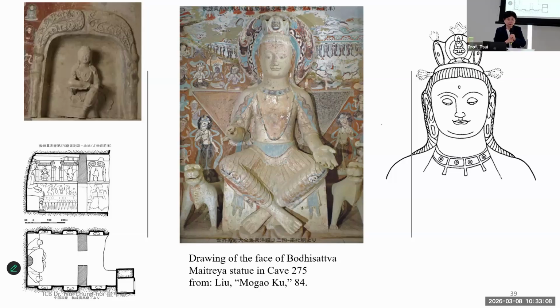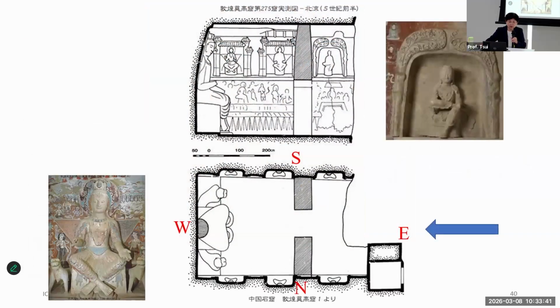In the Gandharan tradition, the Maitreya Bodhisattva is holding a water jar in his left hand. But here we don't have the water jar. Probably originally there was something held in the hand, but now it is lost. We are not sure whether it is a water jar or a money drawer, but from the Gandharan tradition, later we can find the answer. So this is an early example from the Mogao caves.